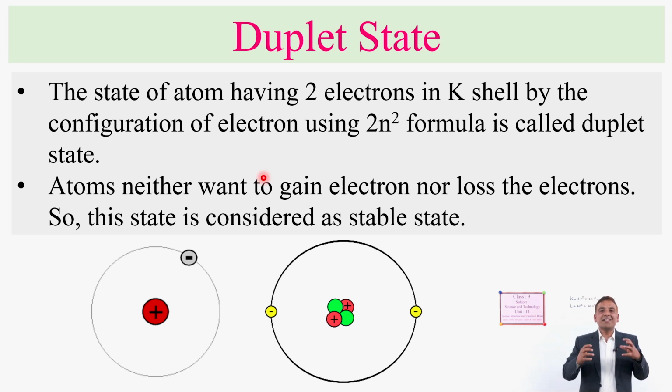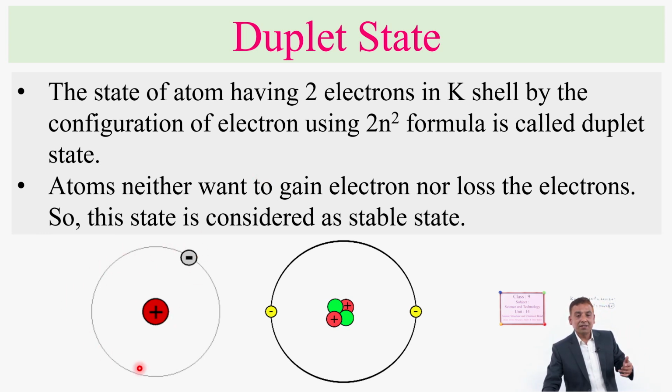So this state of having 2 electrons at the valence shell is called the stable state, or the inert state. In this state, the atom does not want to react with other atoms. In conclusion, gaining or losing electrons to reach 2 electrons is called the duplet state. You can see the example: this is the atom of hydrogen, this is the atom of helium. Helium has 2 electrons at the valence shell, so it is already in the duplet state because it has 2 electrons at this orbit.